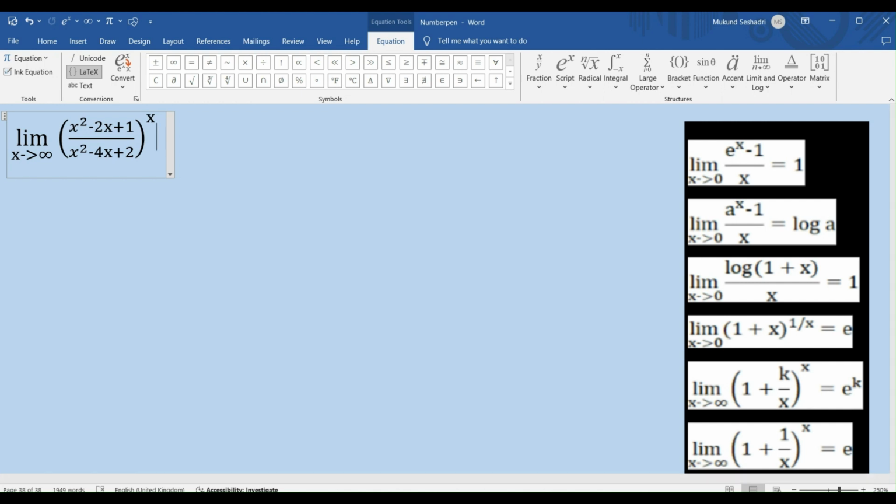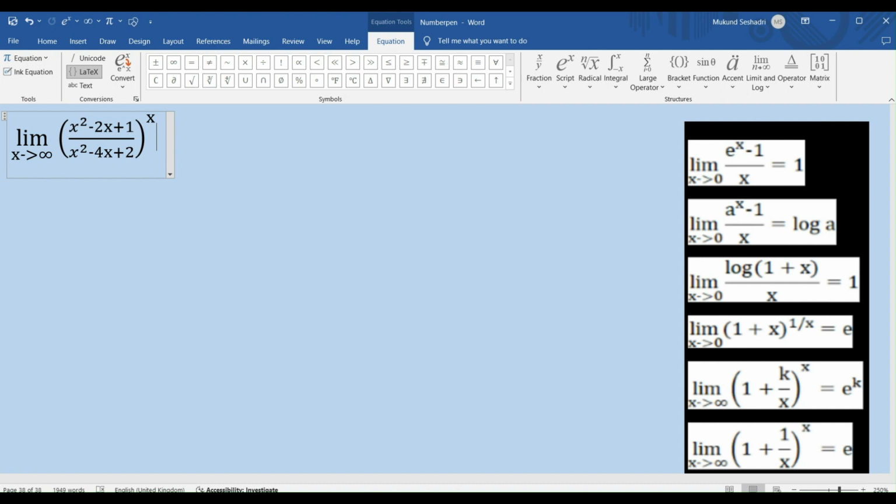So we see two components in this particular problem. One is a rational function component, and then you have an exponent to the rational function. The rational function is your function of the type p of x divided by q of x, which is nothing but your x square minus 2x plus 1 divided by x square minus 4x plus 2. And you have got x in the power component, as an exponential component.